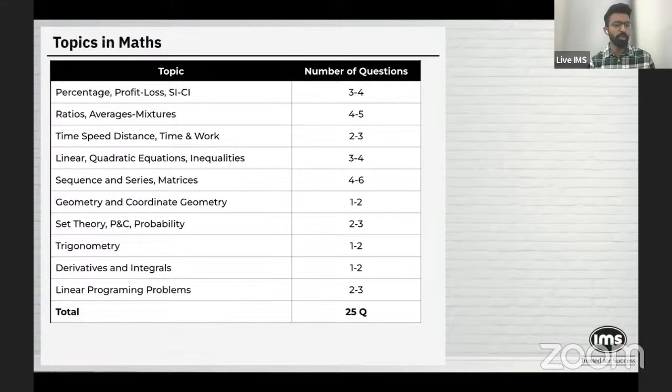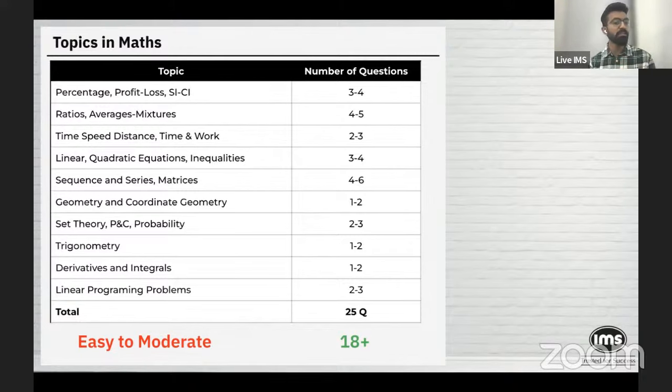Very few questions on geometry, only 1 to 2. Trigonometry, again, only 1 to 2 questions. Set theory, PNC, we had 2 to 3 questions again. All the students got at least 1 to 2 questions on derivatives and integrals, and 2 to 3 questions on LPP, which is your linear programming problems. Again, based on the student feedback, it was an easy to moderate section. 18 plus should be a good score in this section.